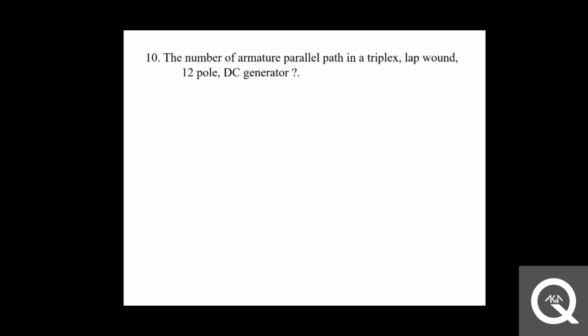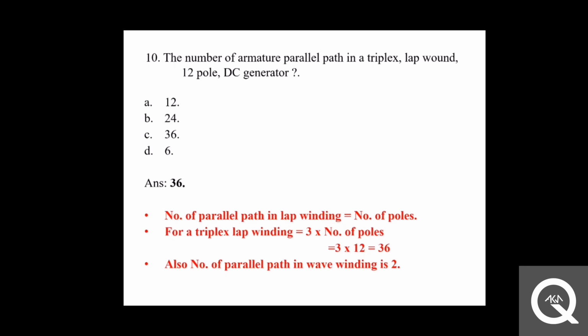Next question. The number of armature parallel paths in a triplex lap-wound 12-pole DC generator. Options are 12, 24, 36 and 6. The answer is 36. In DC generator there are two windings, lap winding and wave winding.